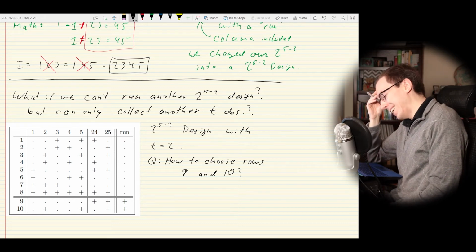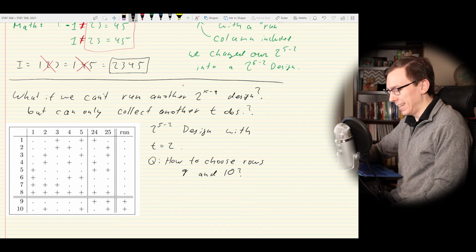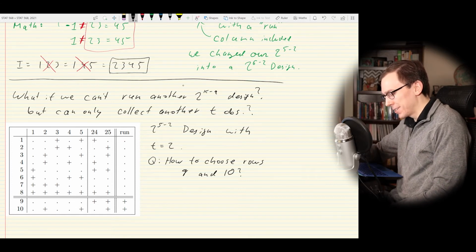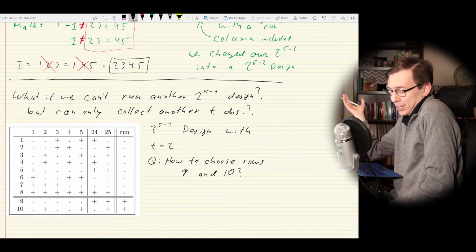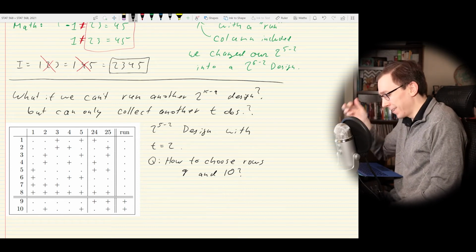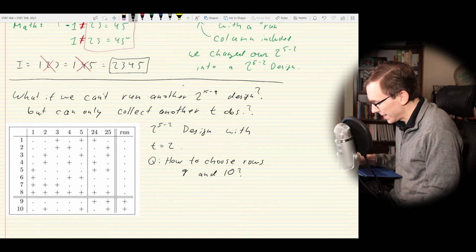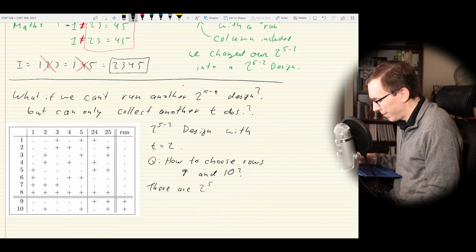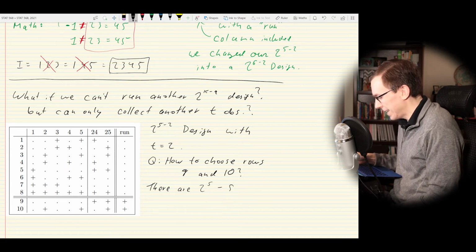So in this case, we've already tested, let's say, minus minus plus minus plus, and we've tested minus minus plus plus minus all the way down to the row 8, which is just plus plus plus plus plus. So then the question is, well, what else can we do? There are, in this example, there are 2 to the 5, I guess, minus 8 choices.